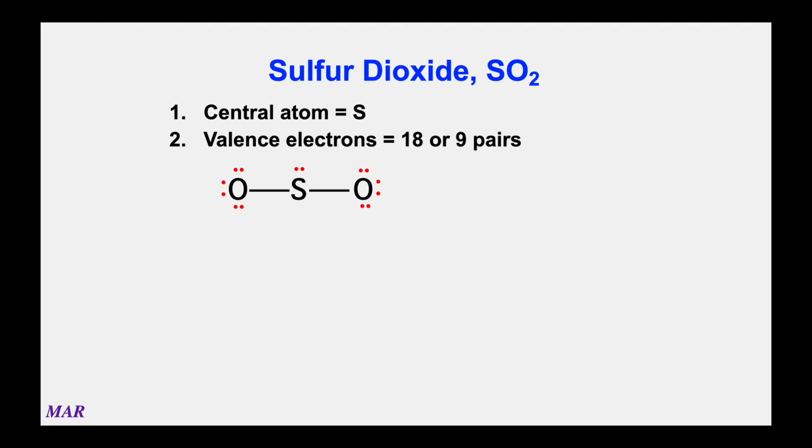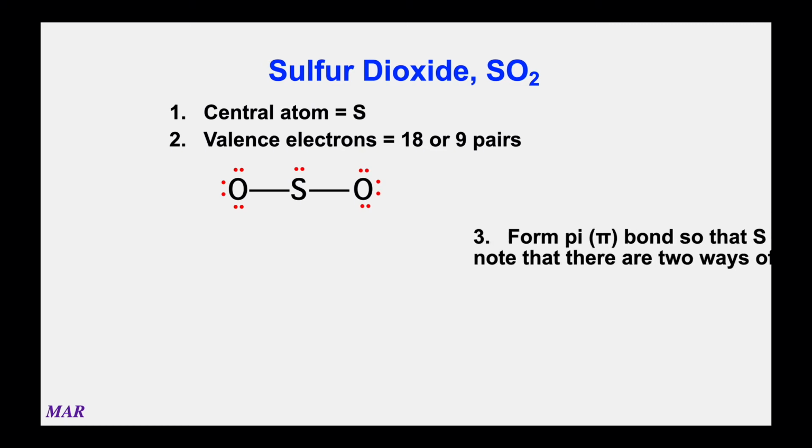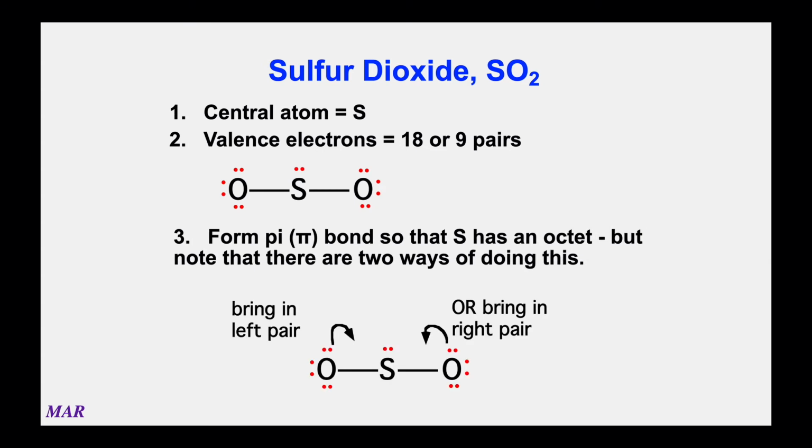An octet means 4 pairs. Each one of those lines and double dots is 2 electrons, so it wants to have 4. So you're going to have to make a double bond somewhere. But the question is, do you take it from the left oxygen or do you take it from the right oxygen? You have a choice where that pi bond is going to come from, all right?